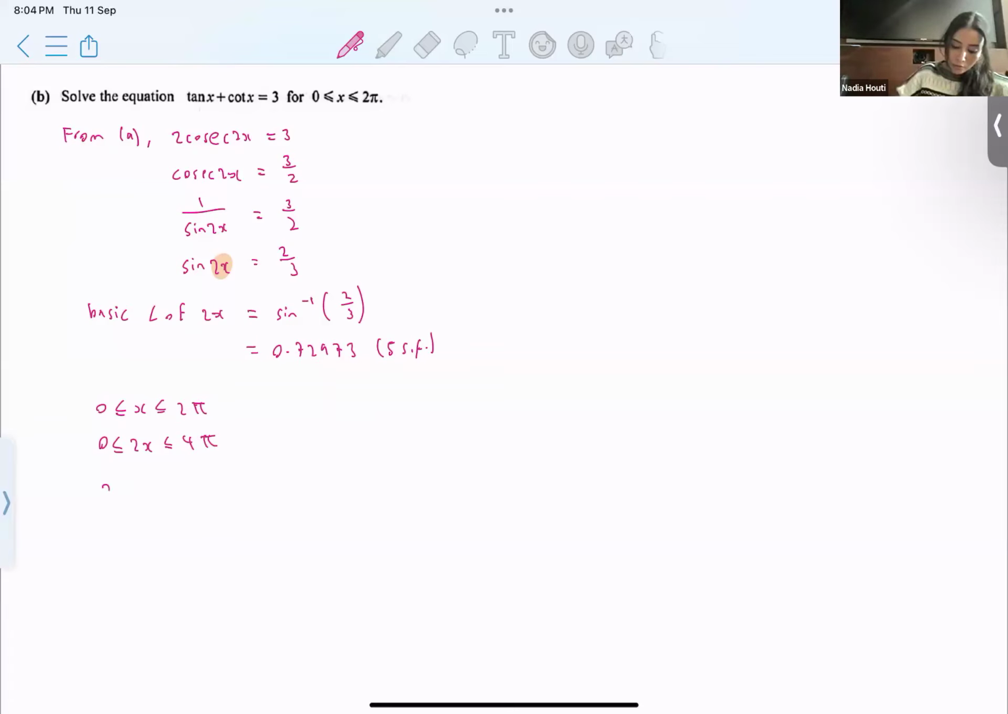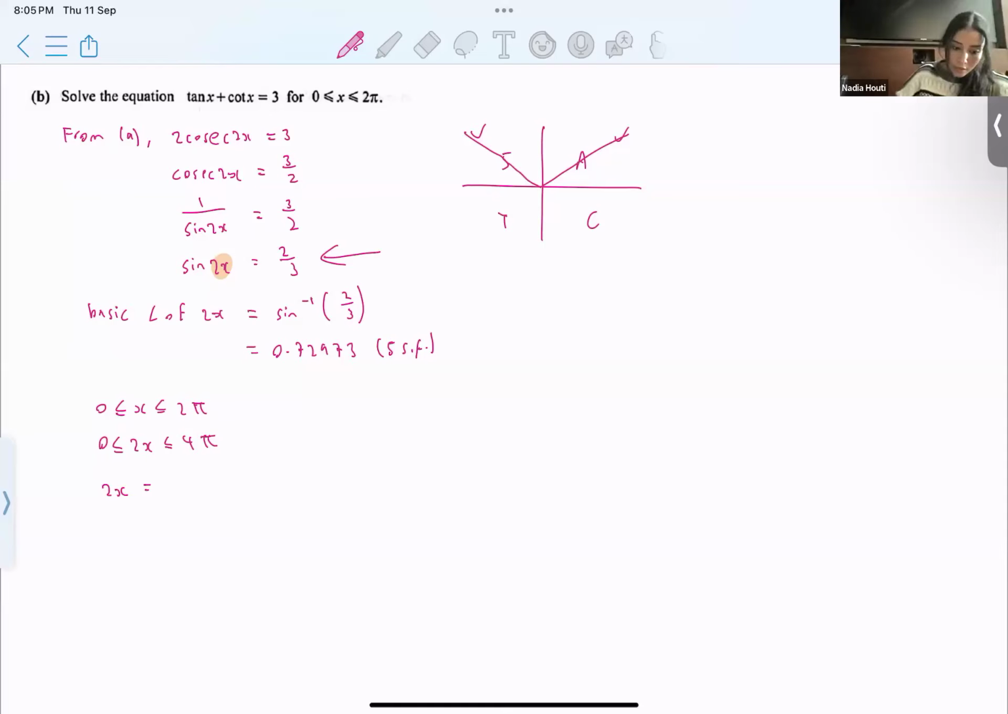So we know that 2x will be equal to different values depending on the ASTC diagram. So recall your ASTC diagram. We have a sine function here, right? And it's equal to positive 2/3. So we are only focusing on the first and second quadrant. And our range is 0 to 4 pi, so that will be 2 rounds around the ASTC diagram. So our angles will be in the first and second quadrant, but for 2 rounds.